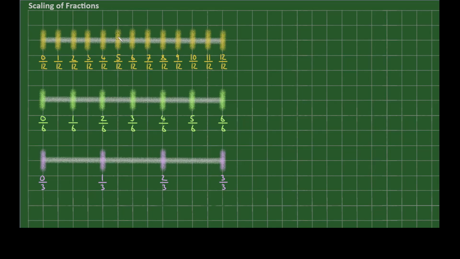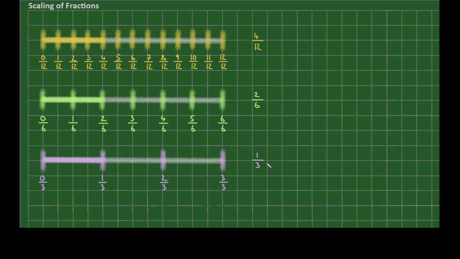On the first line, I'm going to color in a section that represents 4 12ths. On the second line, I'm going to color in a section that represents 2 6ths. And on the third line, I'm going to color in a section that represents 1/3. By inspection alone, we can see that these 3 colored-in sections represent the same length. And so I could say that 4 12ths, 2 6ths, and 1/3 are equivalent fractions.